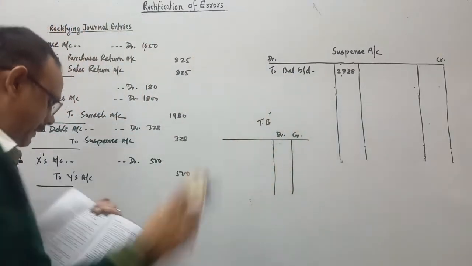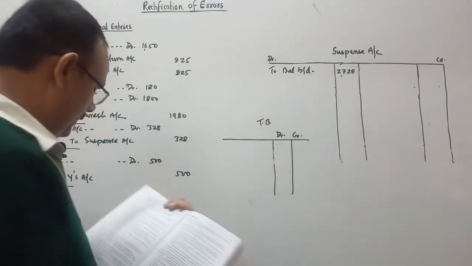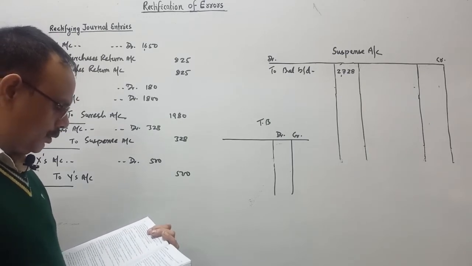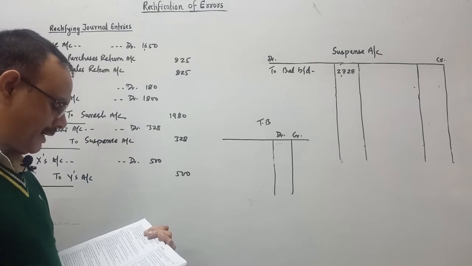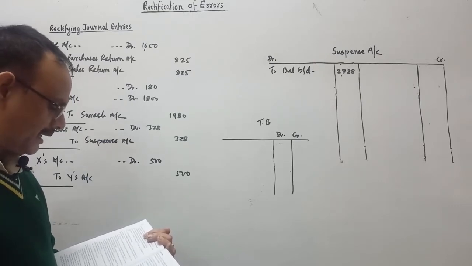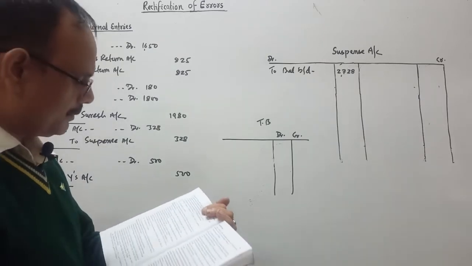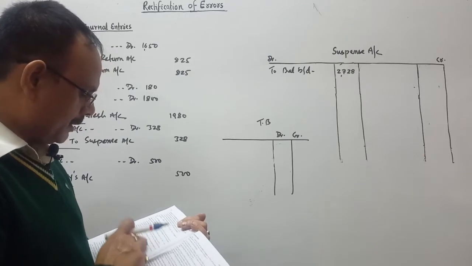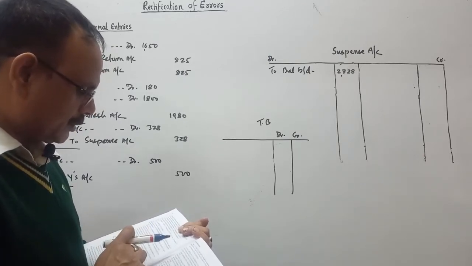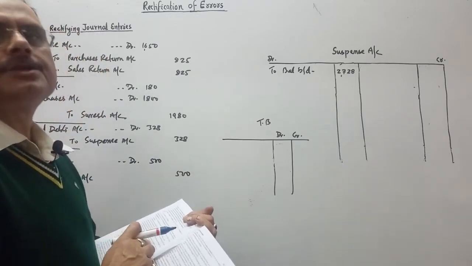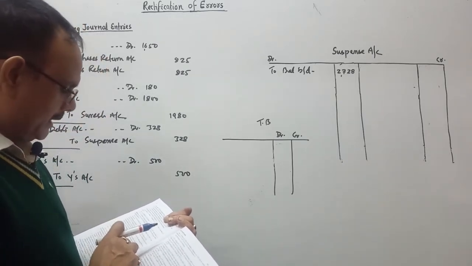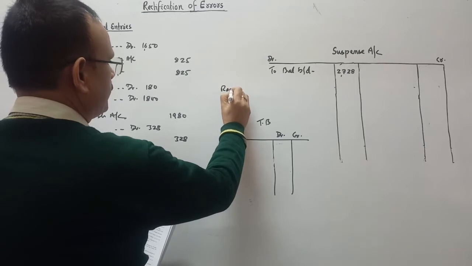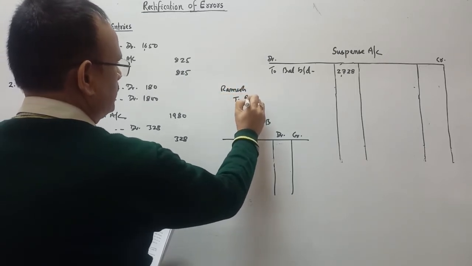Now coming to the next error. Goods returned to Ramesh for rupees 2600 was correctly recorded in the return outward book, but was wrongly posted to his account as 260. So goods returned to Ramesh is a purchase return. When this is a purchase return, the entry is Ramesh account debit to purchase return.